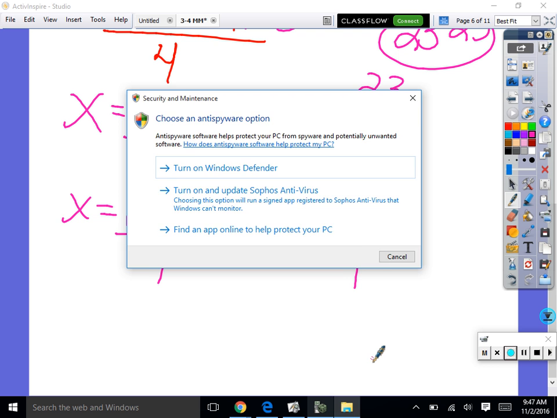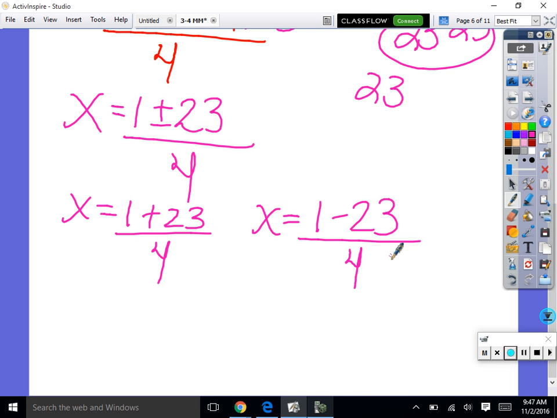Then we would simplify that. So on top here, we have x is equal to 1 plus 23 is 24, right? So we have 24 divided by 4, which is 6.